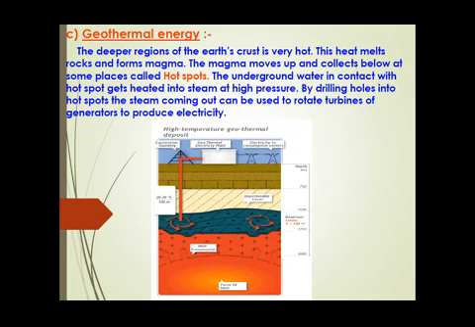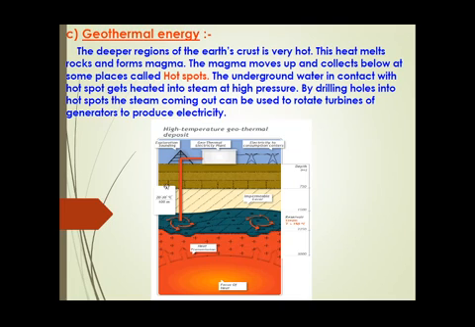So first of all these hot spots have to be identified, and then by drilling holes in these hot spots, the steam which is obtained from here can be taken out, and then that steam can be used to rotate the turbines of the generator and produce electricity.